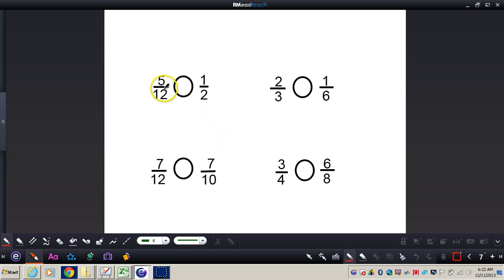We have 5/12 and 1/2. We can see the numerators and denominators are not equal at all, so we're going to do our superhero crisscross. 5 times 2 is going to give me 10. 1 times 12 is going to give me 12. The fraction that has the greater number above it after you do the crisscross will be the greater fraction. So we can see that 5/12 is less than 1/2.